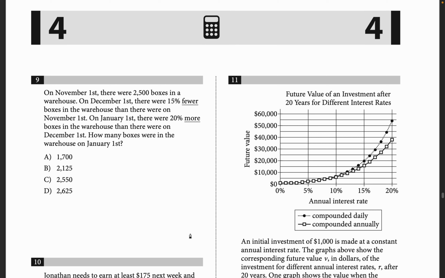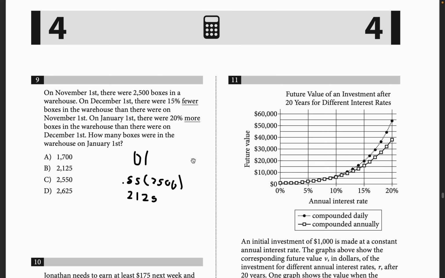On November 1st, there were 2,500 boxes. On December 1st, there were 15% fewer. Okay, so December 1st. So 15%, which is 1 minus 0.15, and then of 2,500. Okay, calculator. Okay, so that will be 2,125.